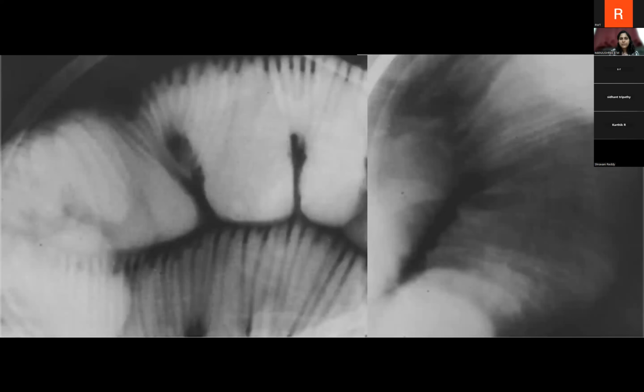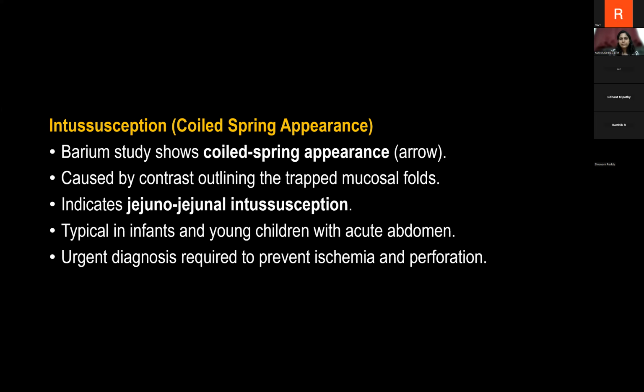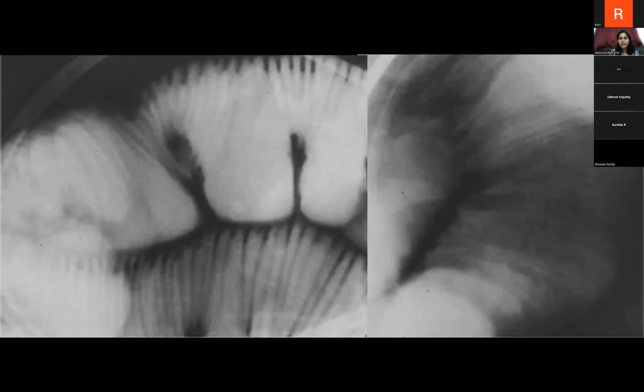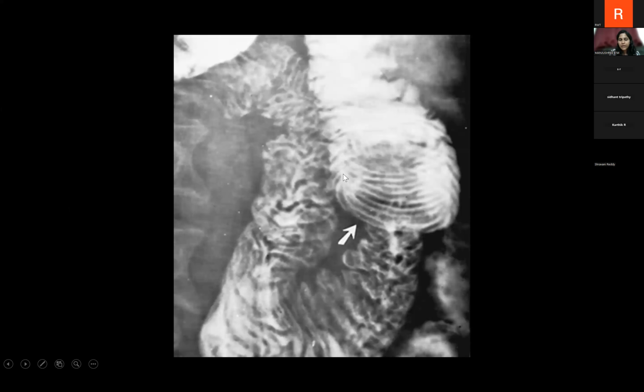Here we can see the sacculations or pseudodiverticula. Someone asked, how do we differentiate between this coiled spring sign and hidebound sign? In hidebound sign, what we see is the pseudodiverticular sacculation type. This is a wide-based pseudodiverticular appearance, which we see in scleroderma. Whereas in coiled spring, the contrast is entrapped within the mucosa. Here we are not seeing any pseudodiverticular or sacculation type of things.